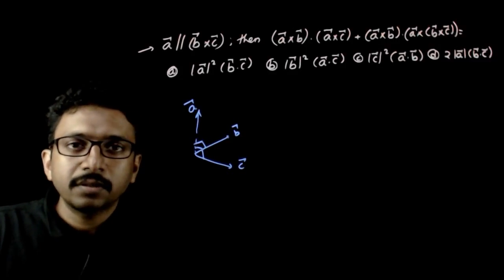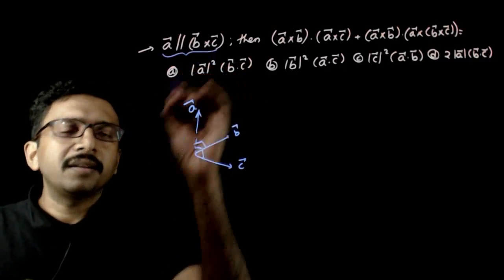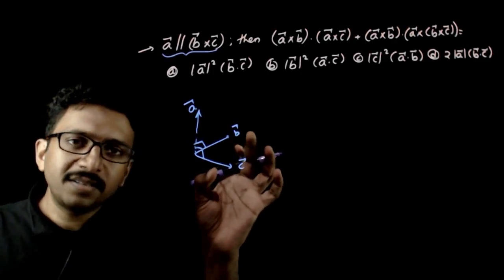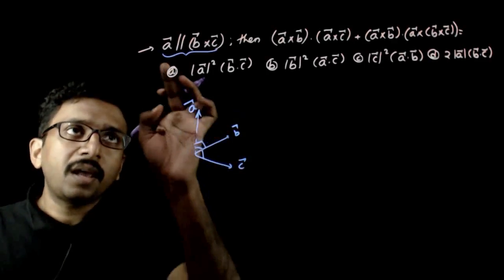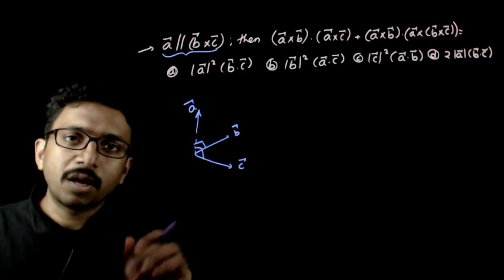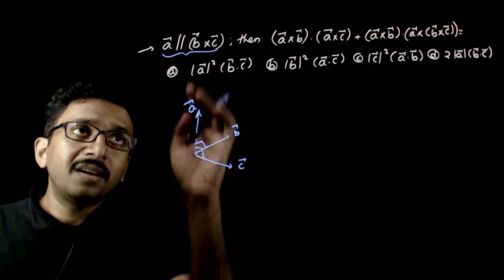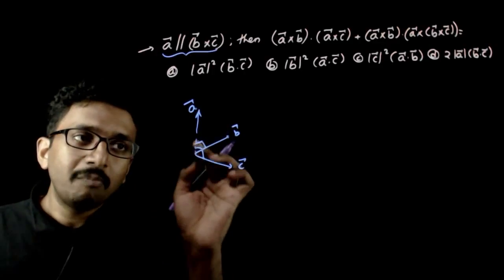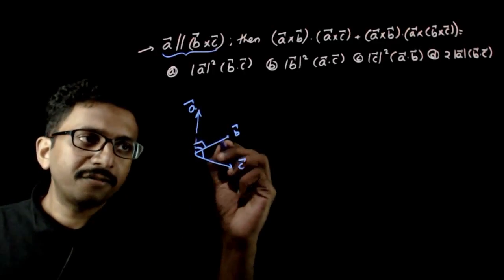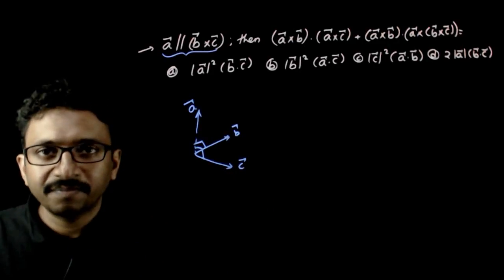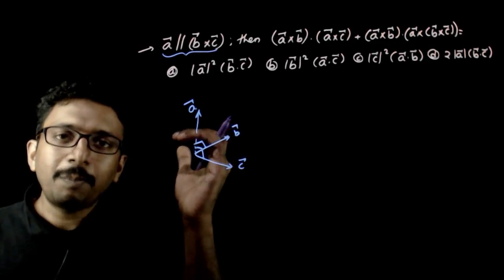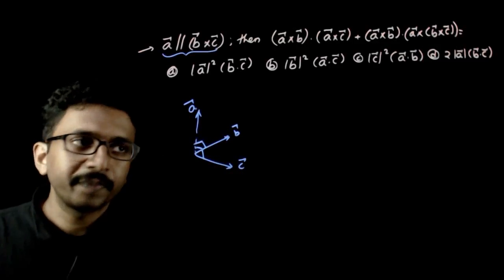So welcome students. In this question you are given that A bar is parallel to B bar cross C bar, where B bar and C bar are two vectors. A bar is in the direction of B bar cross C bar, that is, A bar is perpendicular to both B bar and C bar. A bar is perpendicular to the plane of B bar and C bar. So if B bar and C bar are in the plane, A bar will be perpendicular to the plane.